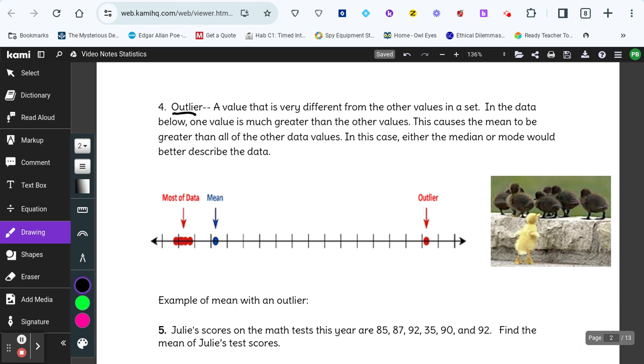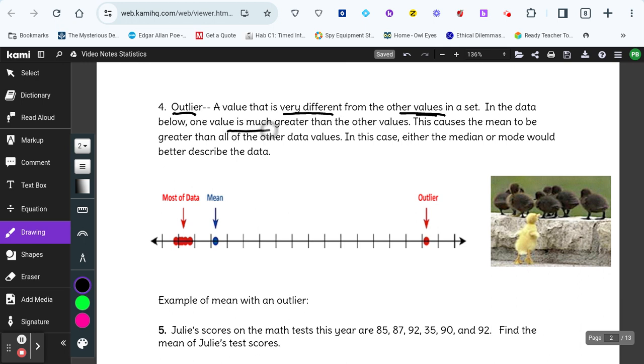An outlier is something that is not like any of your other data. It's off. It looks like it doesn't belong. An outlier can really skew your mean. It can make your mean look much higher or much lower than what it actually is. So it's a value that is very different from the other values in the set. Like I said, it looks like it doesn't belong, okay?